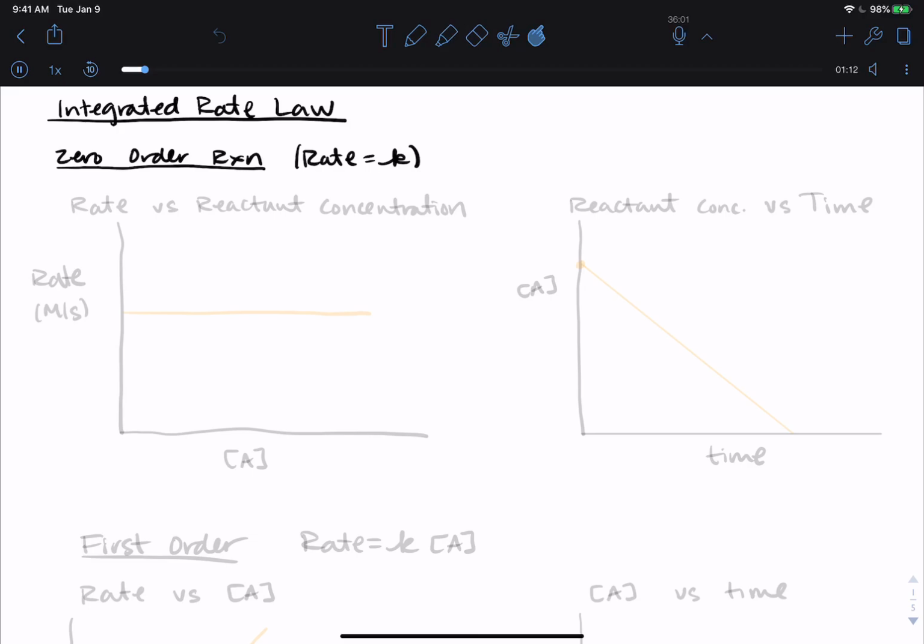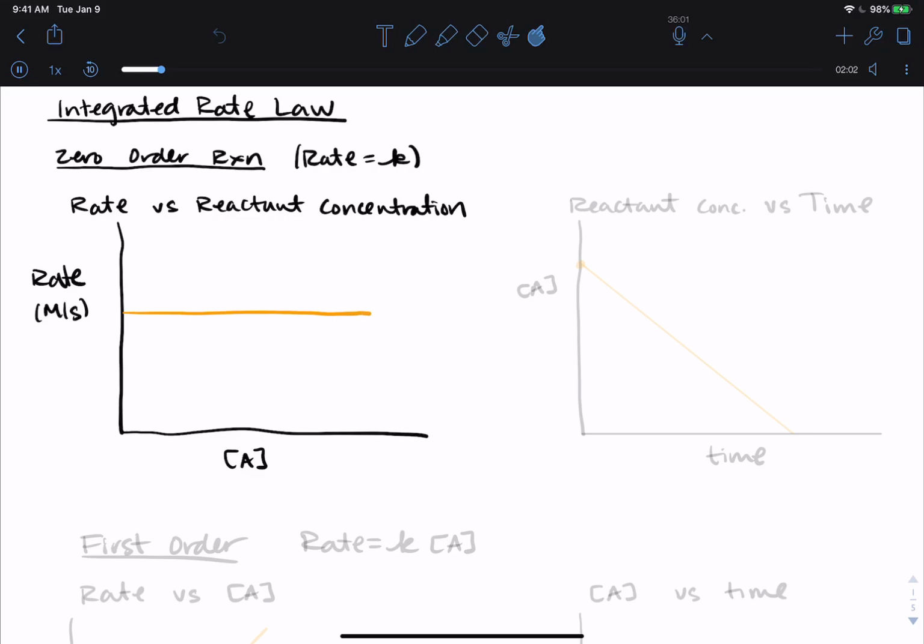There are a couple of graphs that usually show up in cases like this. So one would be something like rate versus reactant concentration. Take a minute to think about what we're actually asking. So the rate in molarity per second versus the concentration of A. If it's zero order and there's absolutely no dependence on the concentration for the rate of the reaction, whatever my rate is, it's just constant, regardless of the concentration of the reactant.